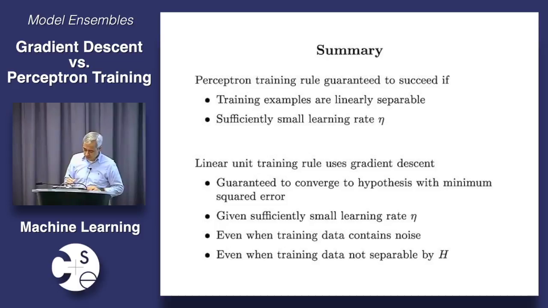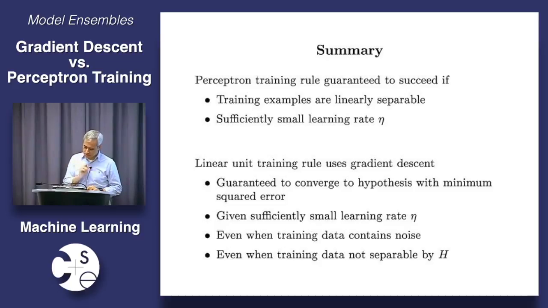So let's see. The perceptron training rule is nice. There's a theorem that says it converges to the right thing, but only if the training examples are linearly separable and my learning rate is very small. In fact, infinitesimally small for the proof to go through. Okay?